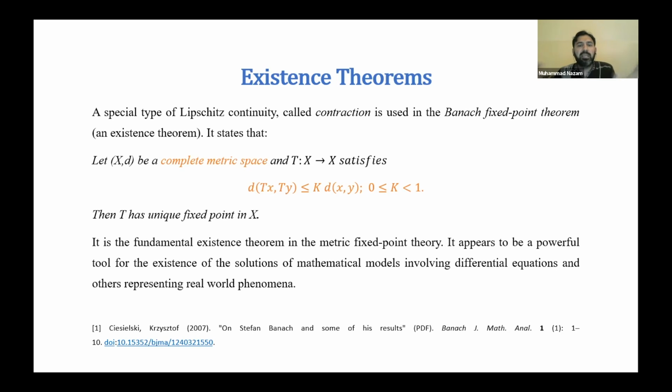Here the fixed point means a point which remains invariant under the mapping, that is, T(x) = x. If you take any point x from that space and you see that T(x) is equal to x, then we say that point is a fixed point, the invariant point. It is the fundamental existence theorem in metric fixed point theory. It appears to be a powerful tool for the existence of solutions of mathematical models involving differential equations and others representing real world phenomena.